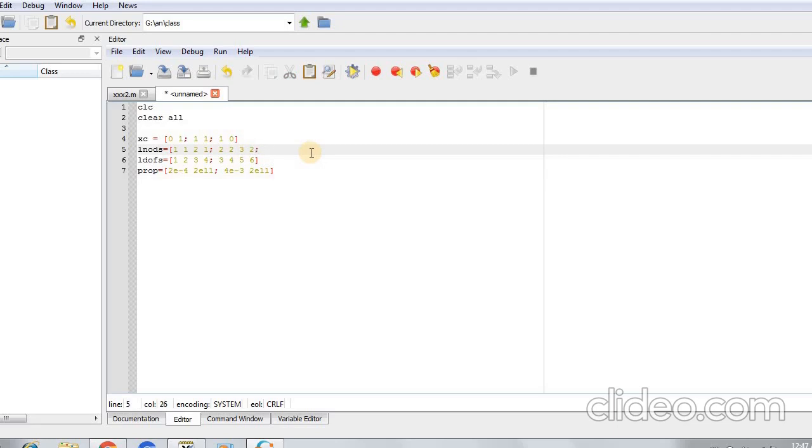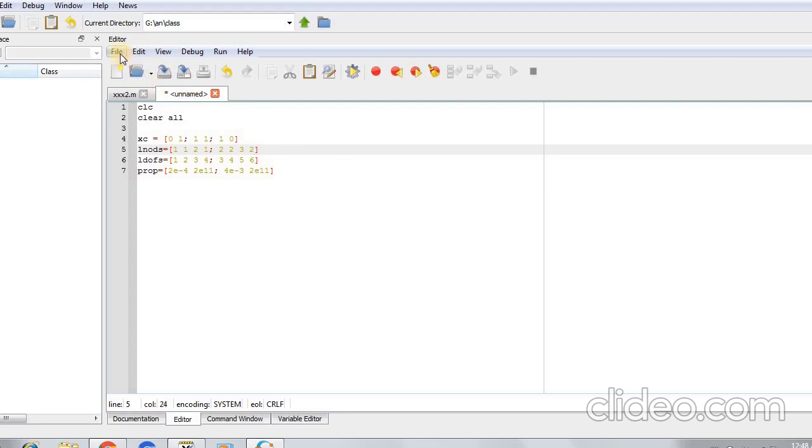Say 1, 2, 2, 3, 1. Say here 2, 3. So maybe 3, 4. Element number 3, 3, 4, and here again 1. That means the third element has 3 as its first node, 4 as its second node, and 1 as its property index. Anyway, so remove it. So let's see.